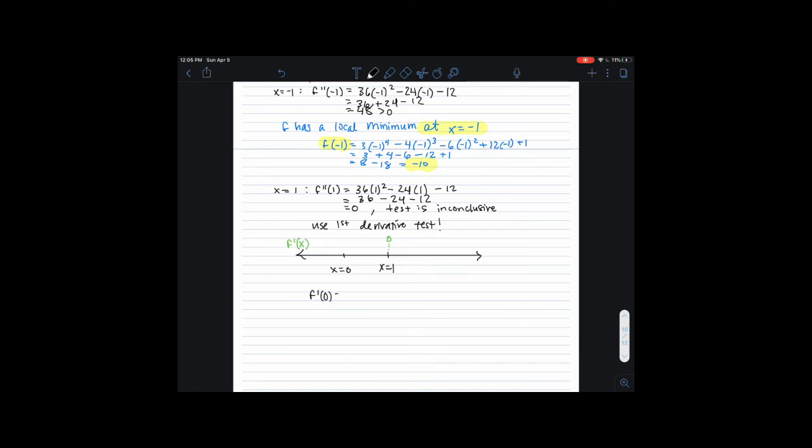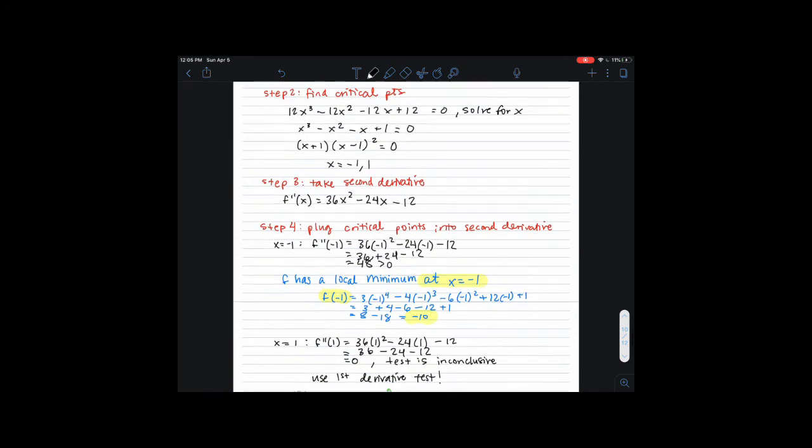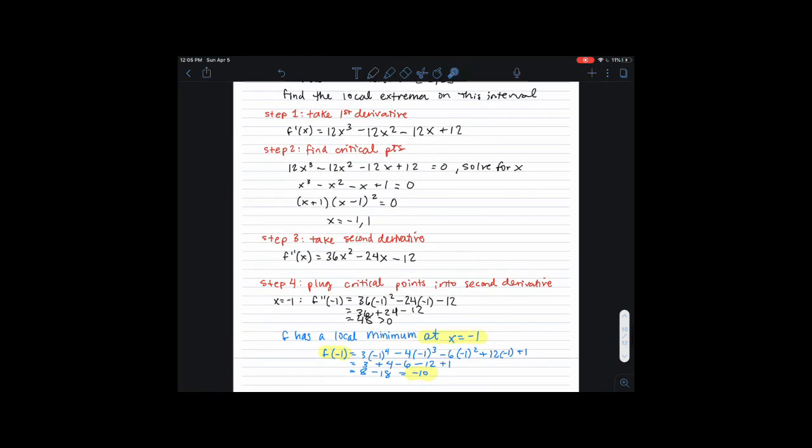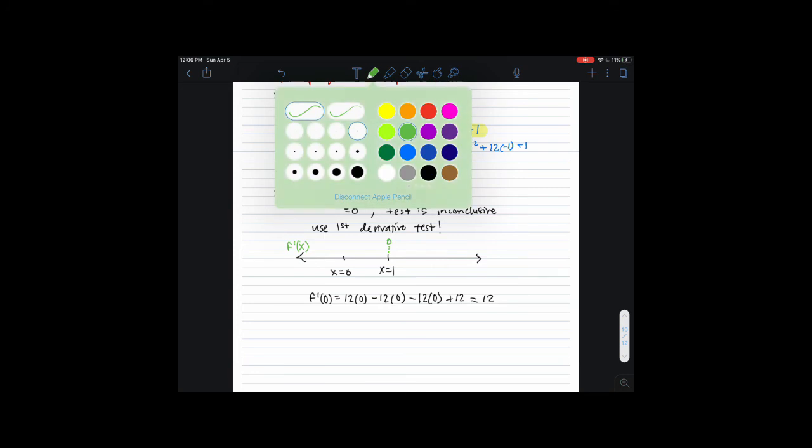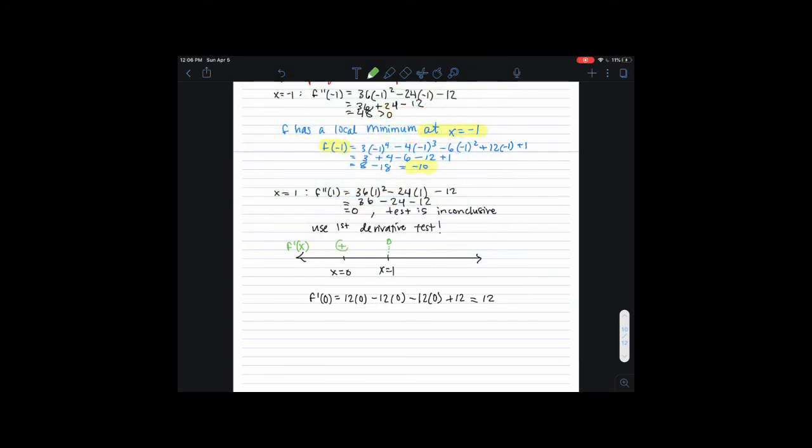F prime of 0 is equal to, if we go back to f prime, we had this for f prime. So at 0 we would have 12 times 0 cubed minus 12 times 0 squared minus 12 times 0 plus 12. So that's 12. So we know our first derivative is positive to the left of x equals 1.